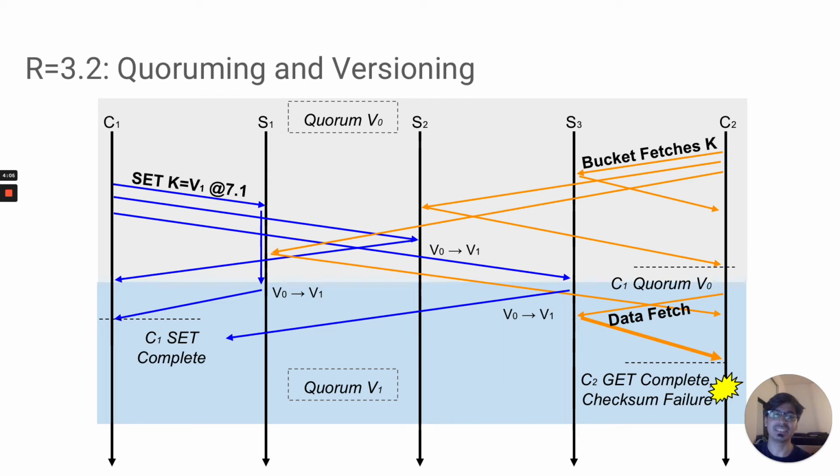C2 can begin fetching the data. However, the datum itself has been overwritten, but the client has not yet detected the change. The client issues another RMA to fetch the data from S3 in this case, as it was the first to respond to the bucket fetch. This operation returns a full data entry, which includes key, value, formatting information, other metadata, and checksum. Critically, this checksum was computed based on both the index metadata and the data entry itself.